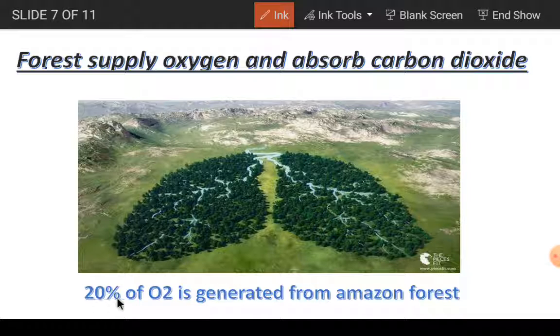Like 20% of oxygen is generated from Amazon forest. Oh my god. See, this picture shows that forests are green lungs of the earth. And as you know, plants inhale carbon dioxide and give out oxygen for us. They are doing this for us.